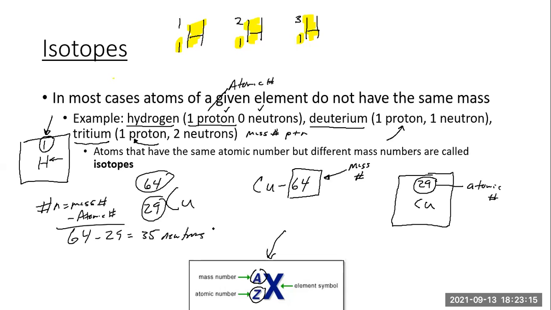Professor, is that always the rule? Is that always, I'm sorry, is that always the rule to get the number of neutrons? Yes. Yeah, so you always do take the mass number minus the atomic number. So basically mass number minus number of protons. Other questions on that? Thank you. You're welcome.